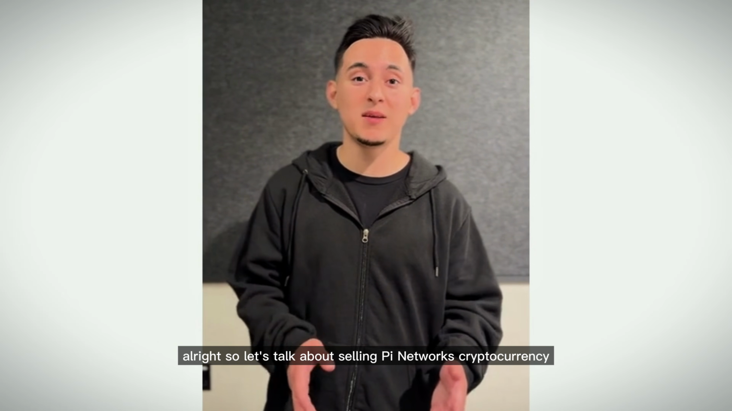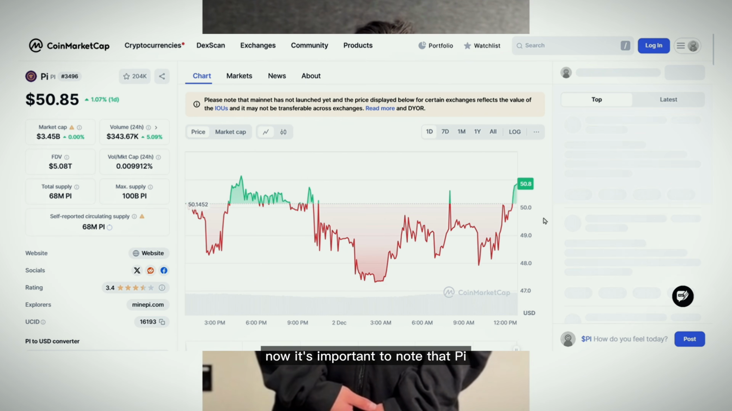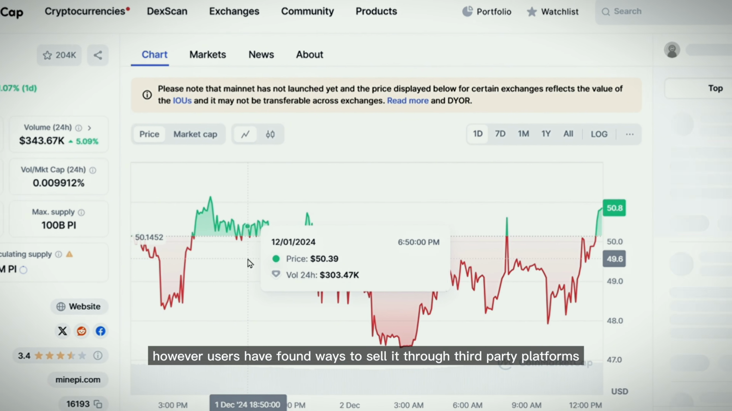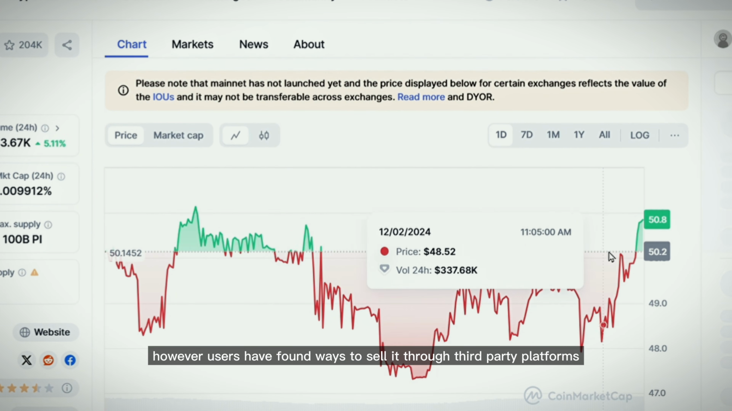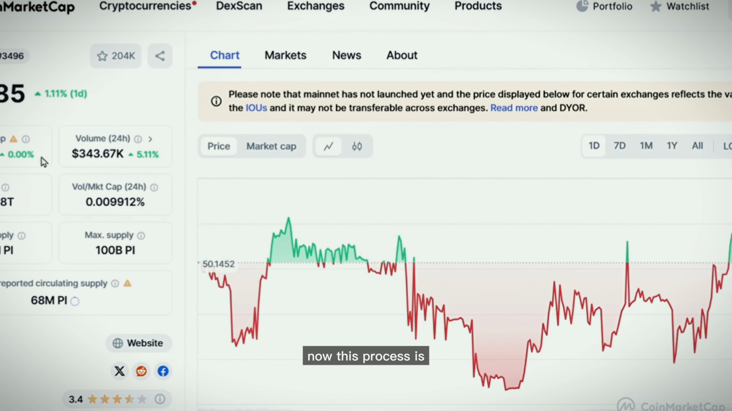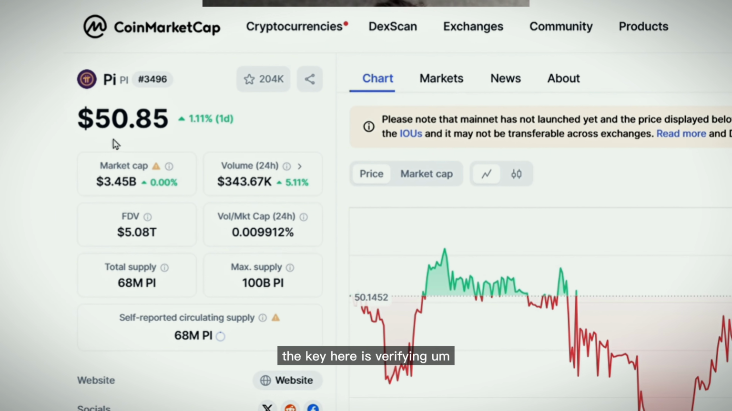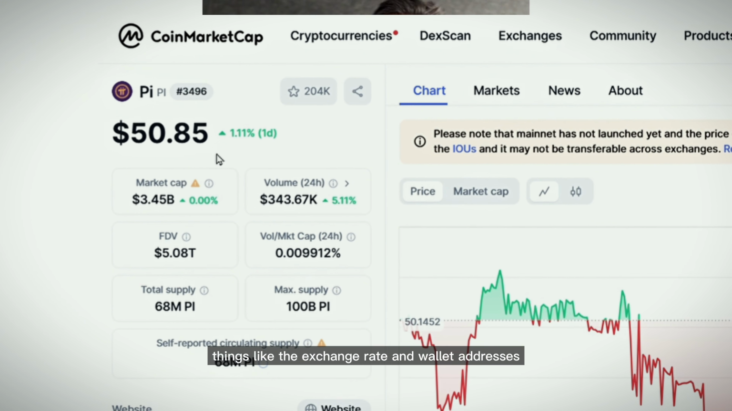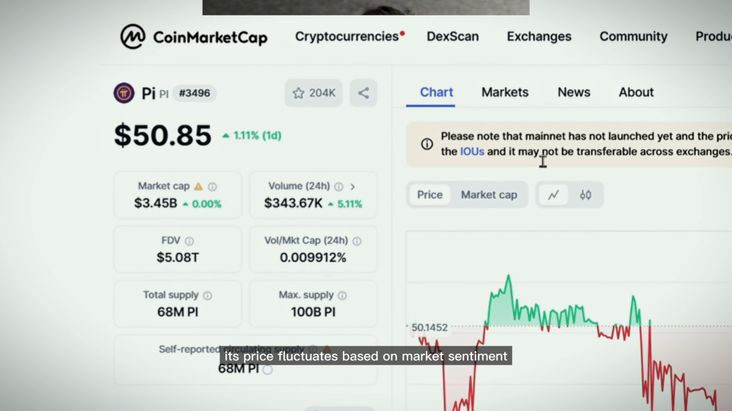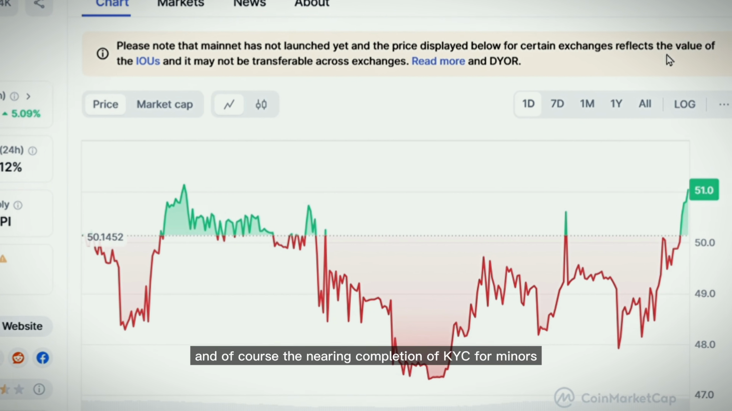All right, so let's talk about selling Pi Network's cryptocurrency, which is currently an IOU token. Now, it's important to note that Pi isn't directly tradable on major exchanges just yet. However, users have found ways to sell it through third-party platforms like FNF Swap Freelance, where they can swap Pi for USDT. Now, this process is a peer-to-peer kind of thing, and there are a few steps to it. The key here is verifying things like the exchange rate and wallet addresses to make sure everything's legit. Even though the IOU token is unofficial, its price fluctuates based on market sentiment. Stuff like Pi Network's progress, merchant adoption, and of course the nearing completion of KYC for miners.